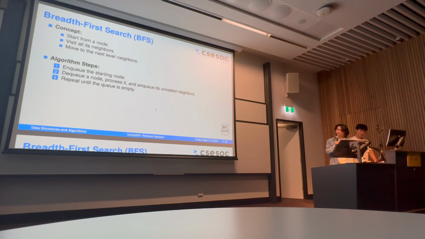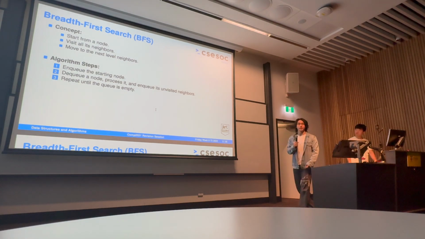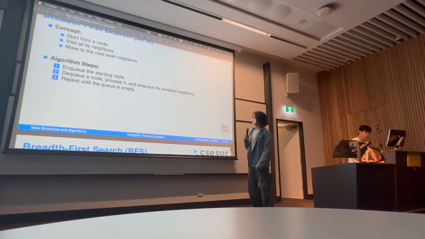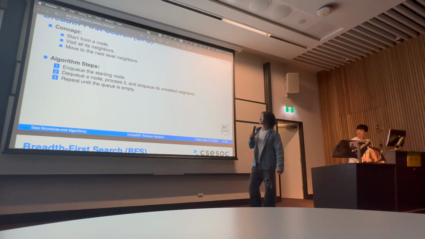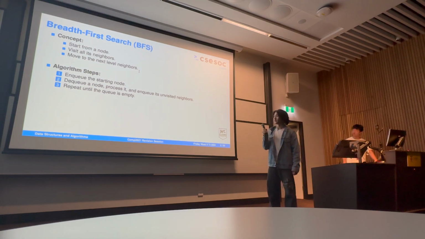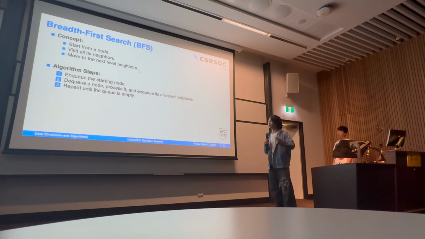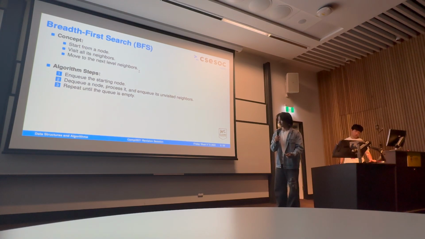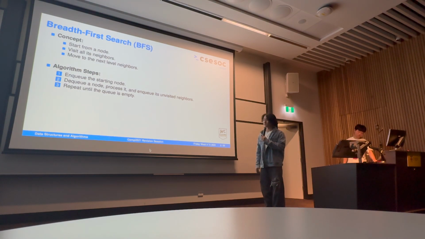Now for the actual algorithm, we need a bit of machinery here. We need a queue. What we're going to do is enqueue the starting node, and then we dequeue it, we process it, we'll get deep into that, and then we enqueue its unvisited neighbors. One other thing we will need for both BFS and DFS is a visited array, and all this says is true if we have visited it and false if we haven't. And then we repeat until the queue is empty.